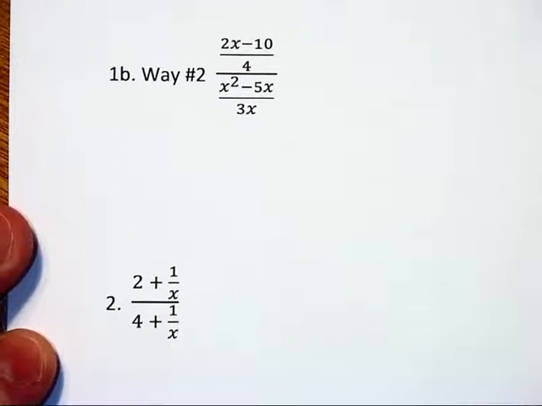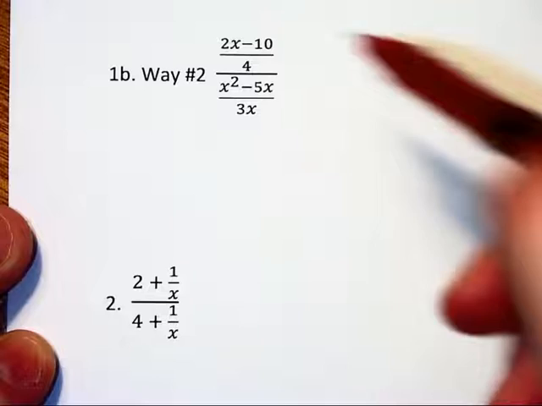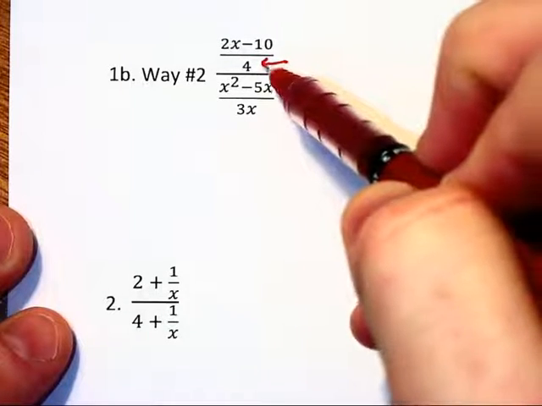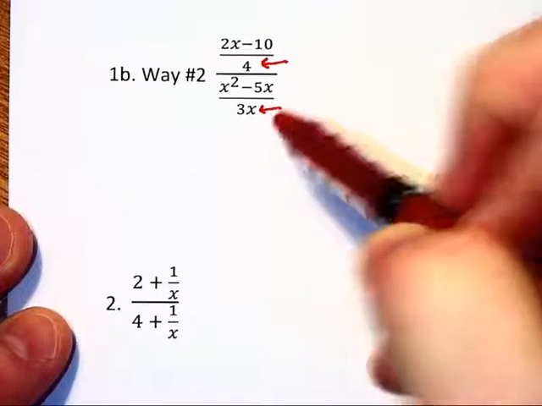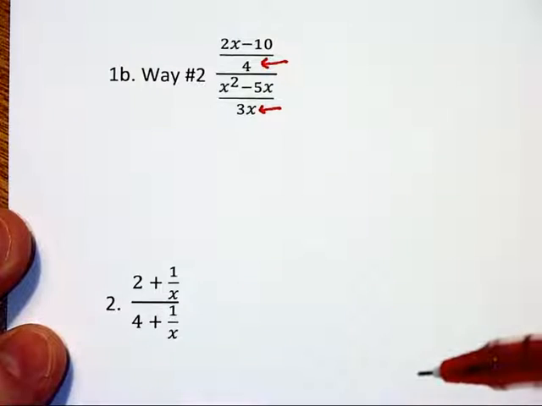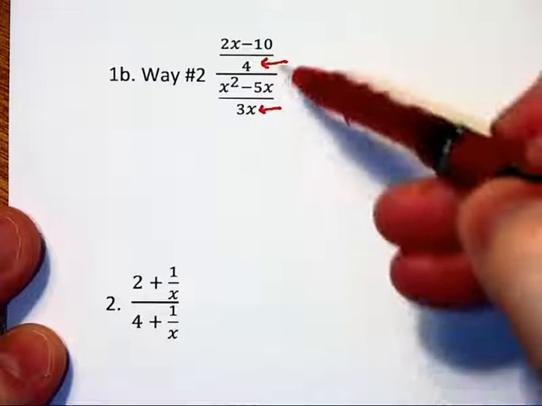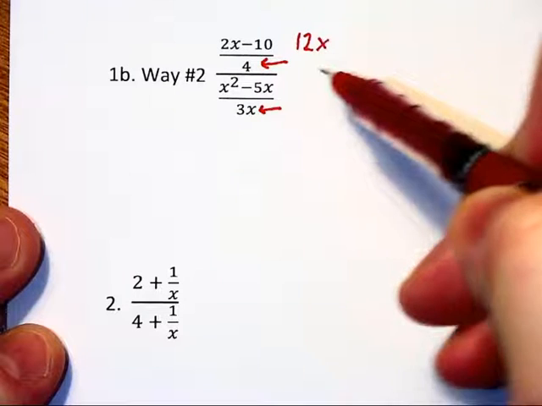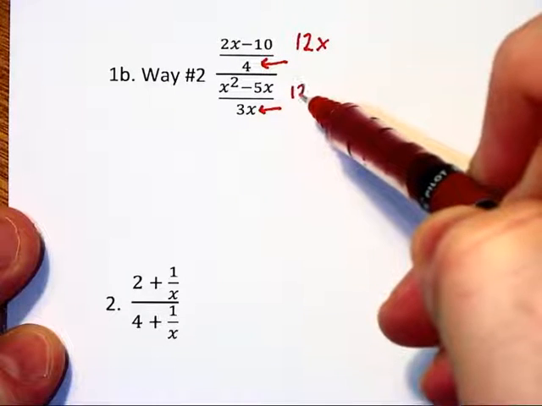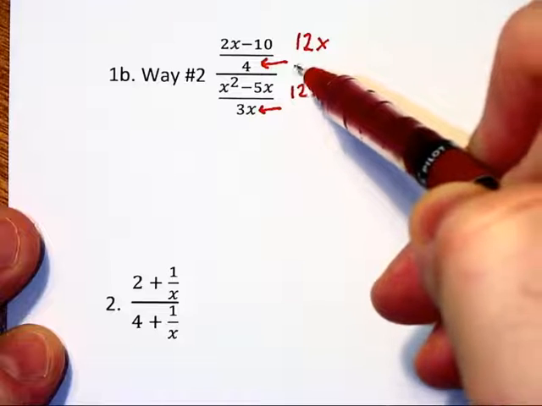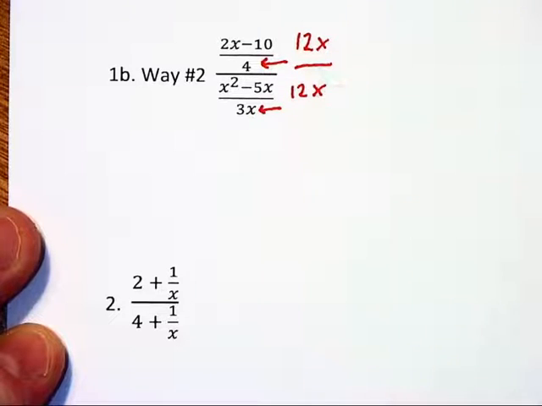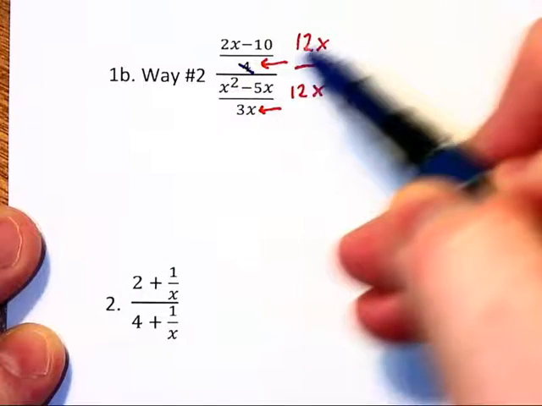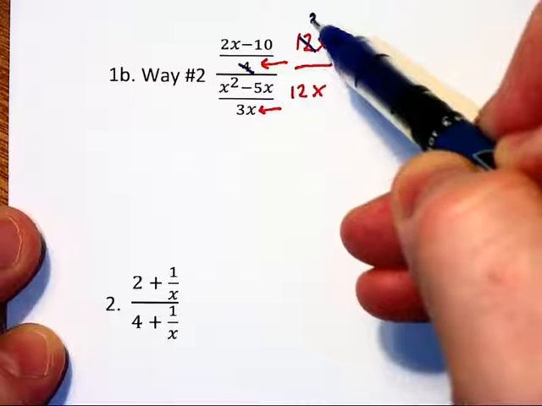Way number 2 says let's focus in on our 2 mini denominators, I'll call them. And let's find the least common multiple of those 2, which is 12x. And let's multiply through by 12x up in the numerator and 12x in the denominator. Technically, we're multiplying by 12x over 12x, which is equal to 1. And when I do this, I can cancel the 4 and the 12 in the numerator, leaving me with 3.